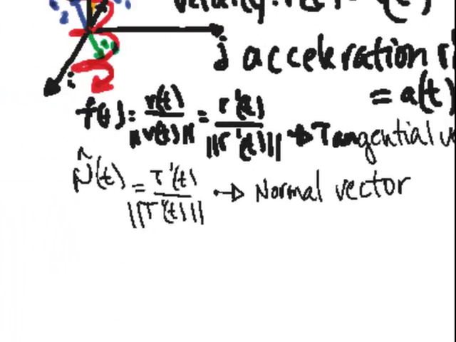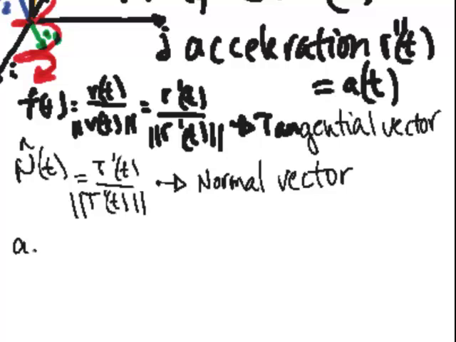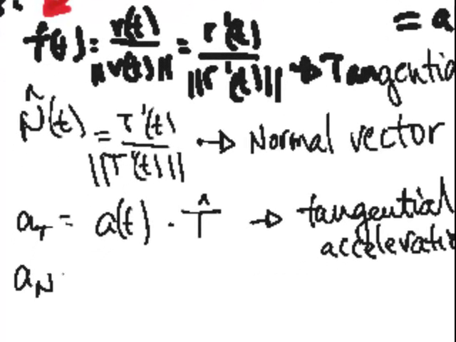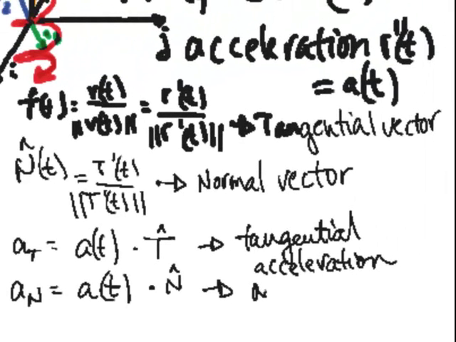And again, there are multiple formulas for these things. The ones I like to use for tangential would be just taking the dot product of your acceleration that you found with your tangential vector. And then also you can do the dot product with n hat to find the acceleration in the normal direction.